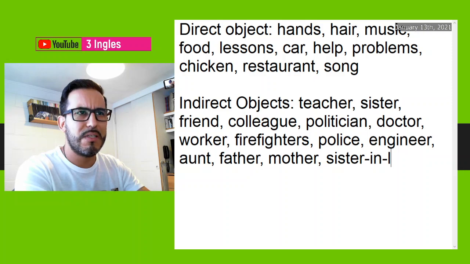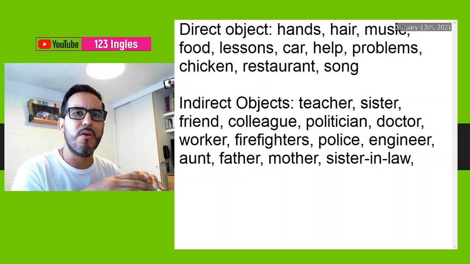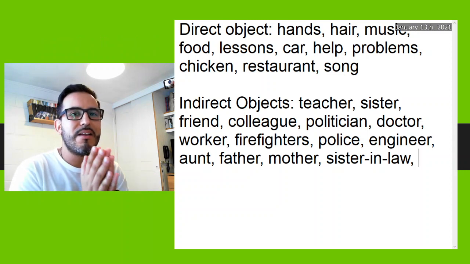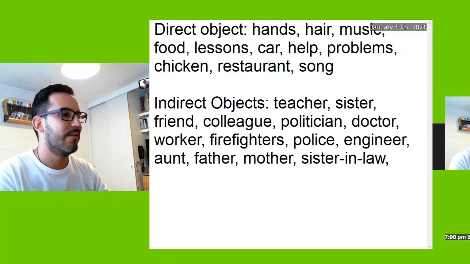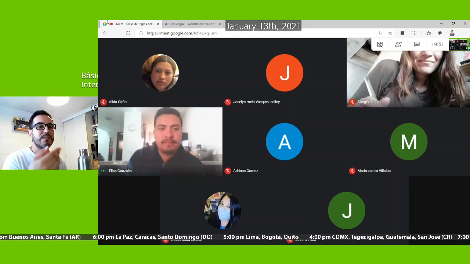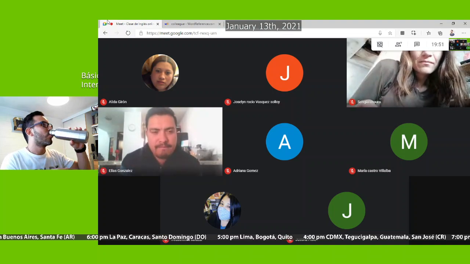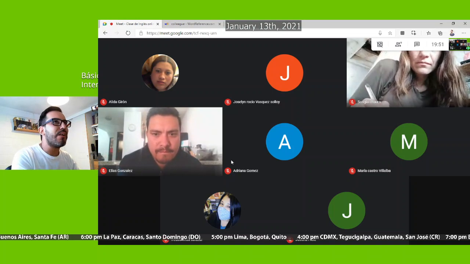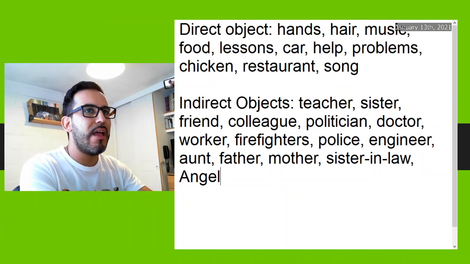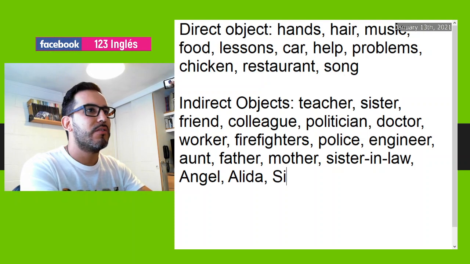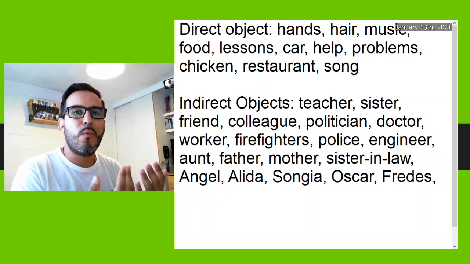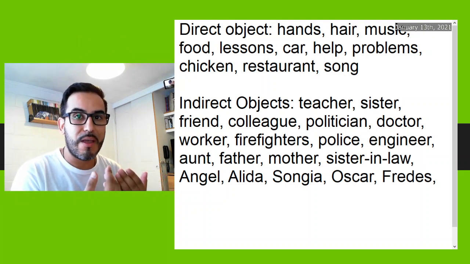Sister-in-law. Do you know the sister-in-law? Do you know that concept? Sister-in-law? Yes, okay. The sister of my wife. Very good, exactly. The sister-in-law is your wife's sister. Very good. Okay. Also names, yeah? If I write here Angel, Alida, Sonja, Oscar, Fredes, we can be indirect objects, okay?